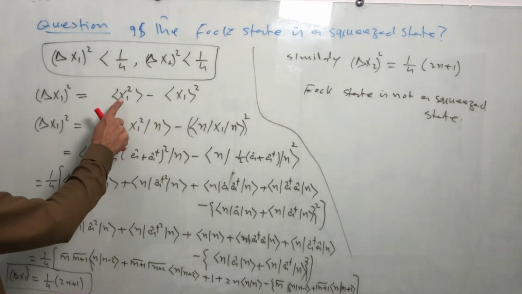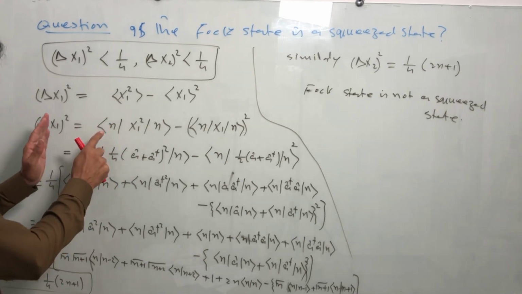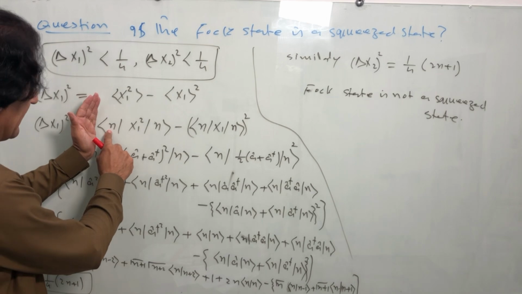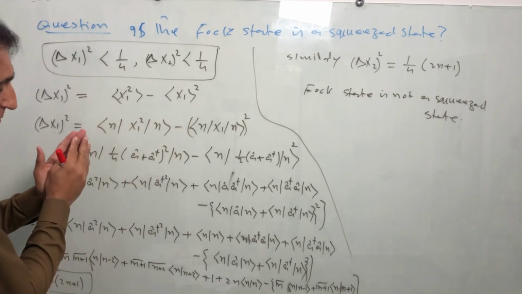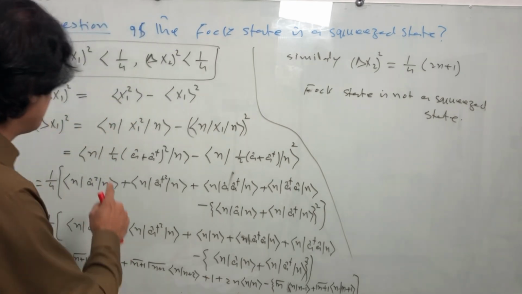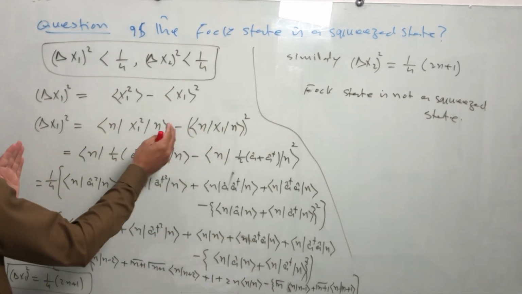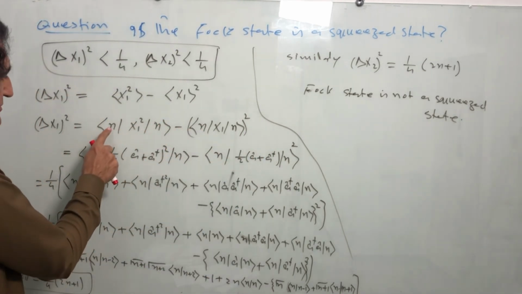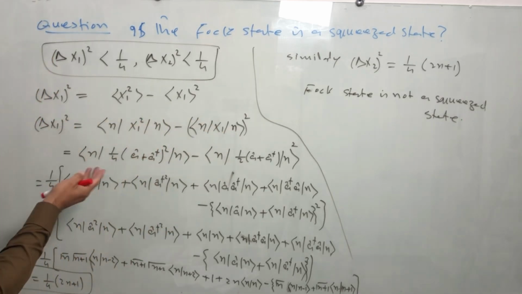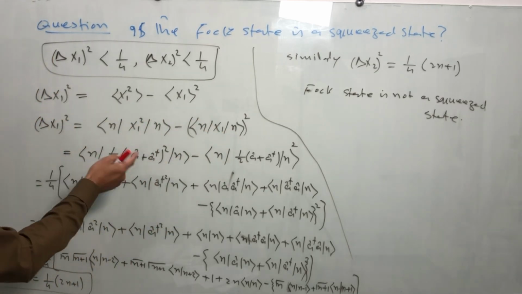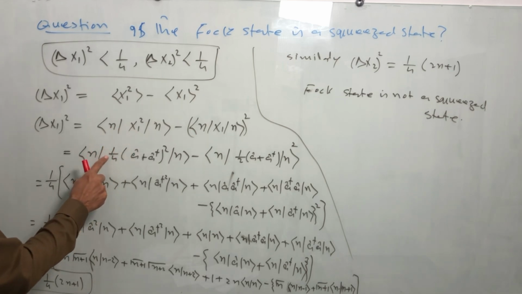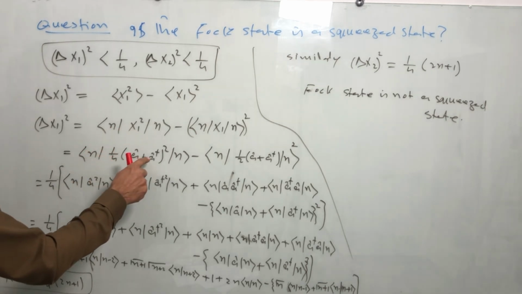Putting the value, because now this is a Fock state, so we must take the ket and bra to be a Fock state, a number state. So we must multiply this side, and the average must be in a Fock state. So this is n and this is n. This is a very simple method that we know, and putting the value of x1, x1 is equal to 1 over 2 times (a plus a dagger).